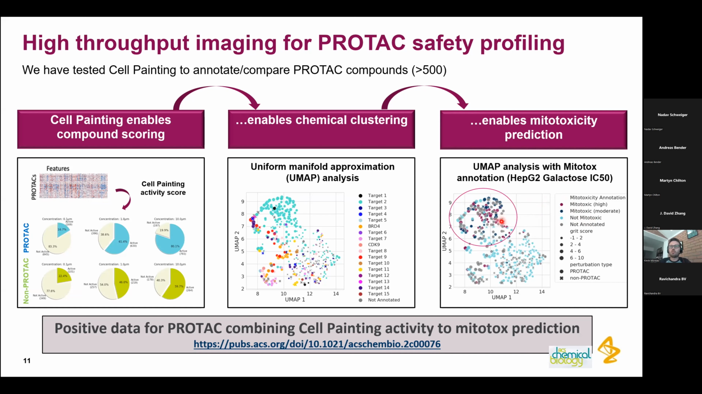Now, what was also interesting is that there were compounds that had no annotation, which are in gray. We had no data in the HepG2 galactose assay, so we built a machine learning model to predict that these compounds would indeed be mitotoxic. So we have done it the other way around. We took these compounds from the cell painting data and put them in the galactose assay, and the prediction score for mitotoxicity was very good and very high. This has been published now in ACS Chemical Biology. If you're interested, the link is here.